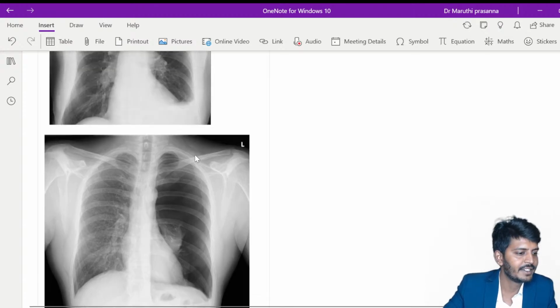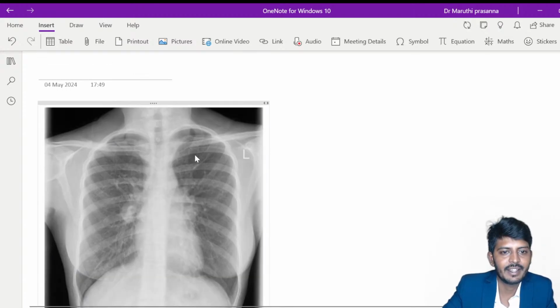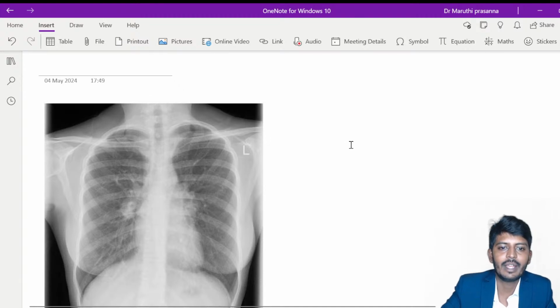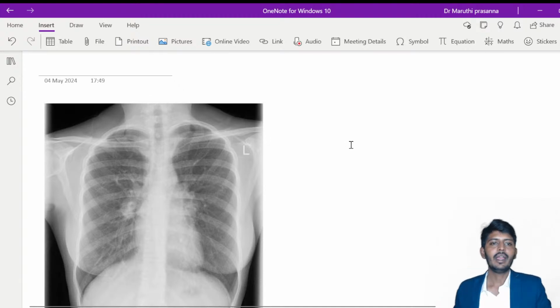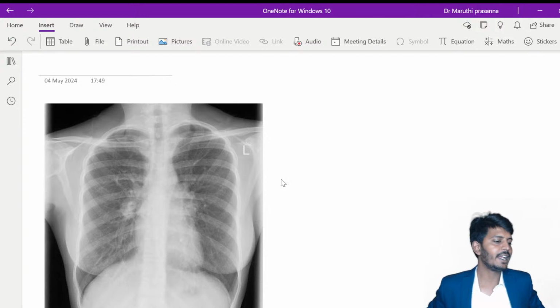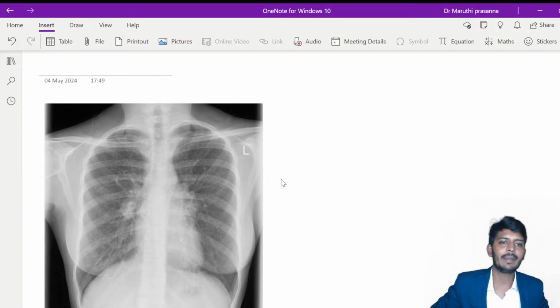So let's discuss the images related to the chest. Then we'll continue to the images related to the abdomen. Okay. So first, till now we created a basic outline of how our chest X-ray worked. Now let's understand the individual diseases.